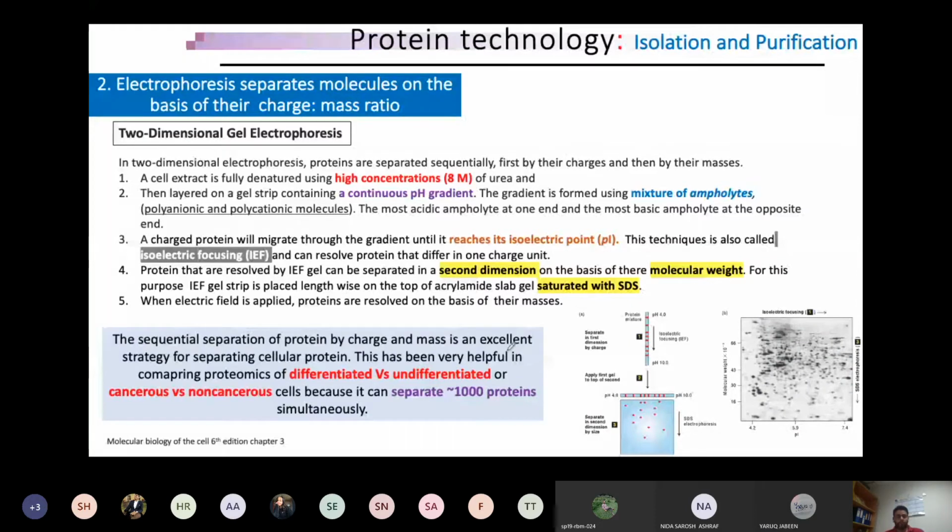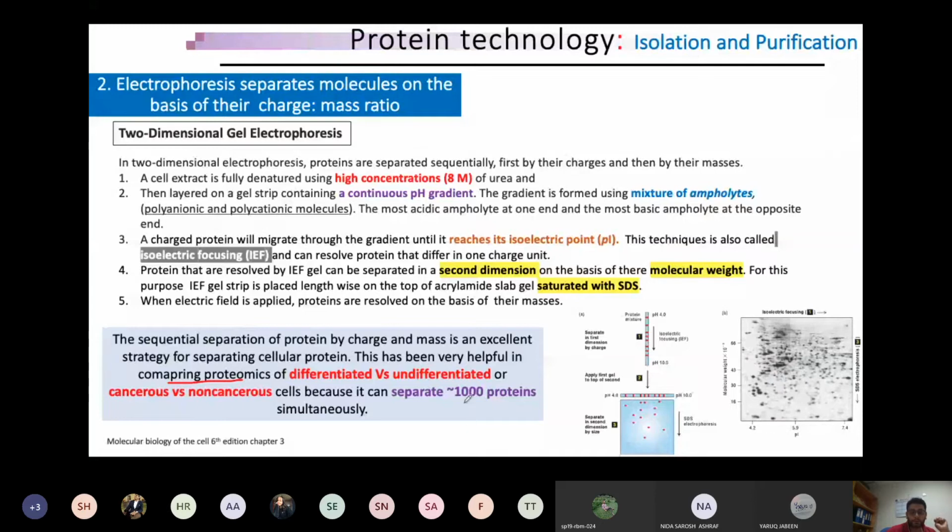So you see, this technique is a powerful technique and it has been used quite frequently to do lots of experiments. For example, if you are interested in comparing proteomics of differentiated versus non-differentiated cells, or proteomics of cancers versus non-cancerous cells, you could use this technique. You take a differentiated cell and a non-differentiated cell, you crush them, and then you go through this whole procedure. You will separate them.